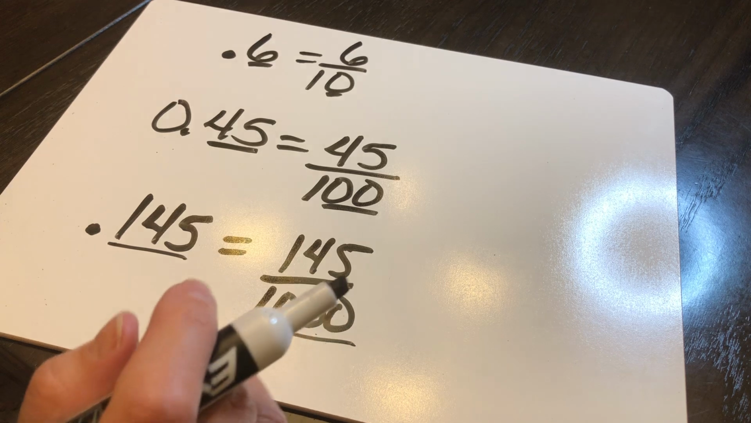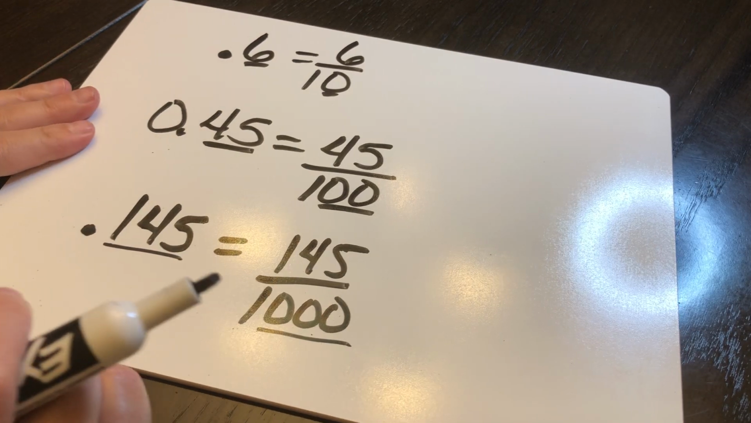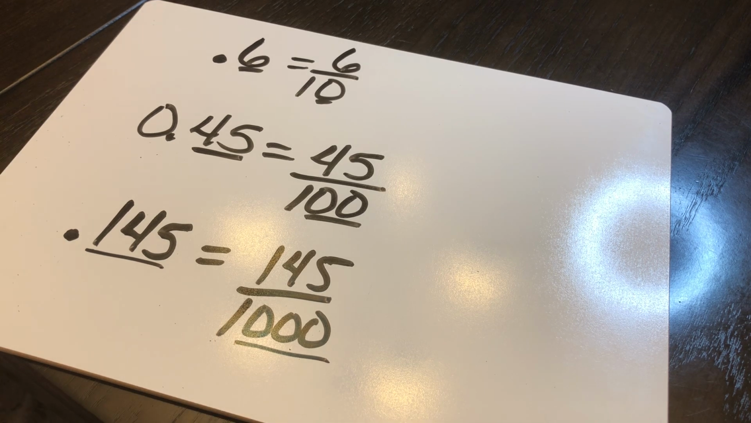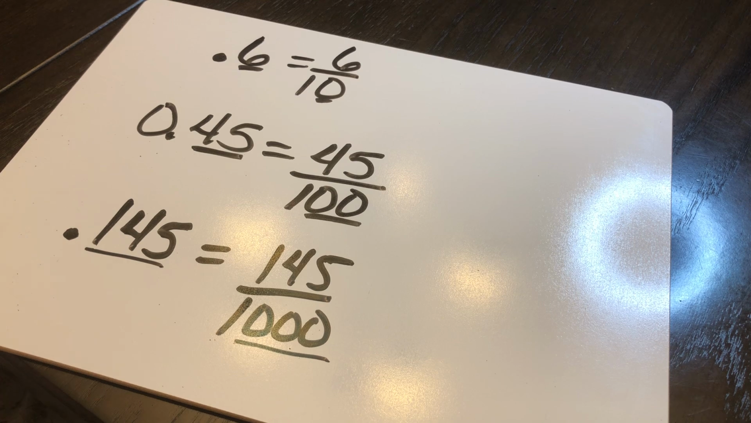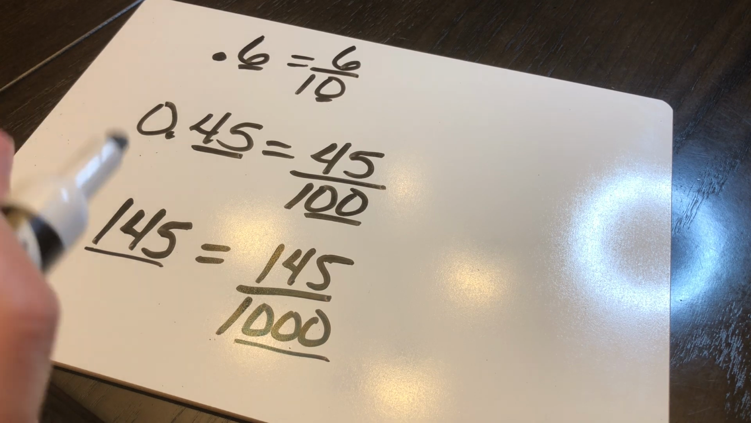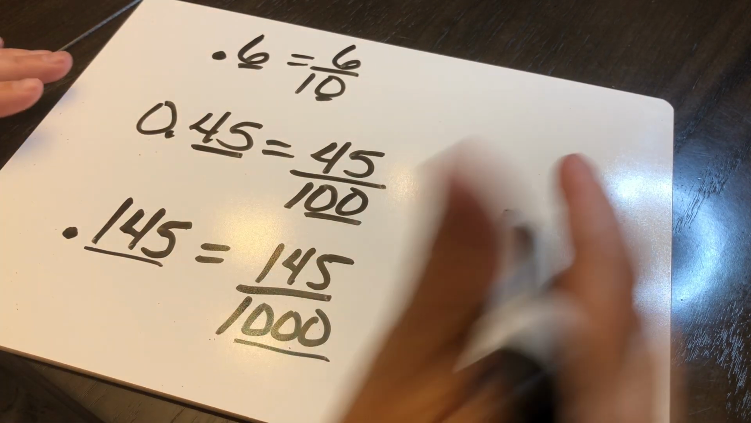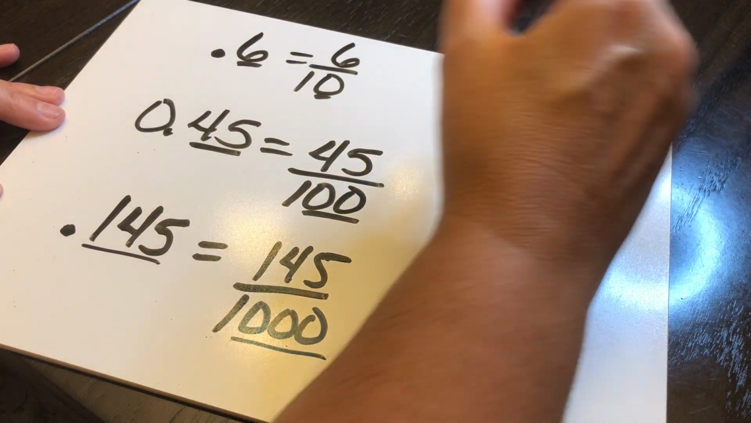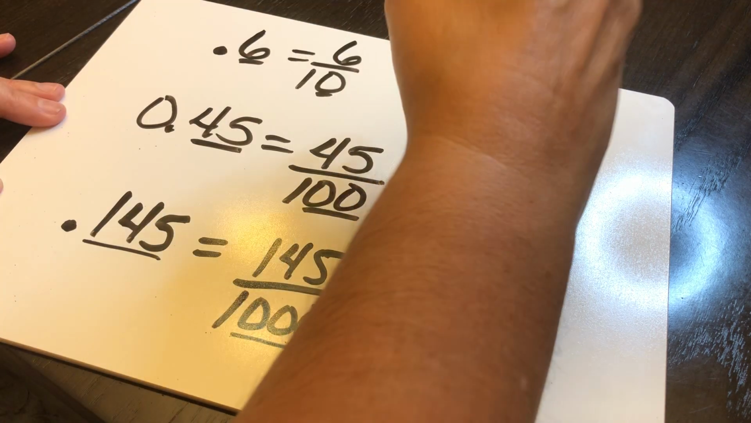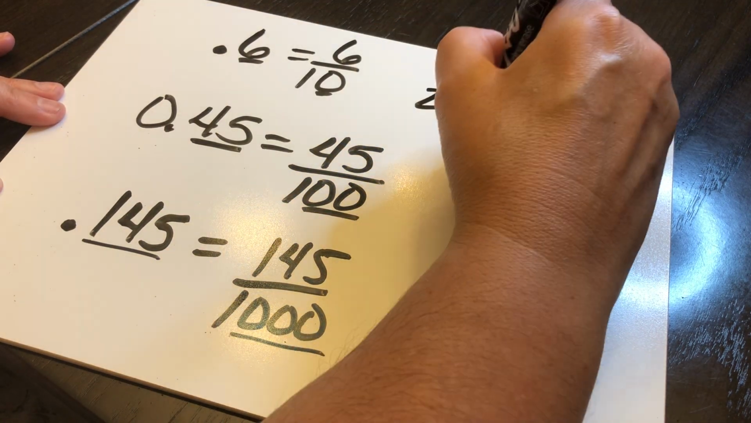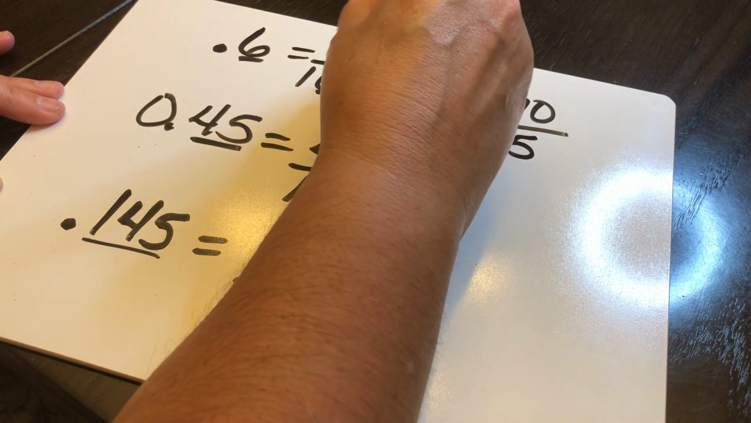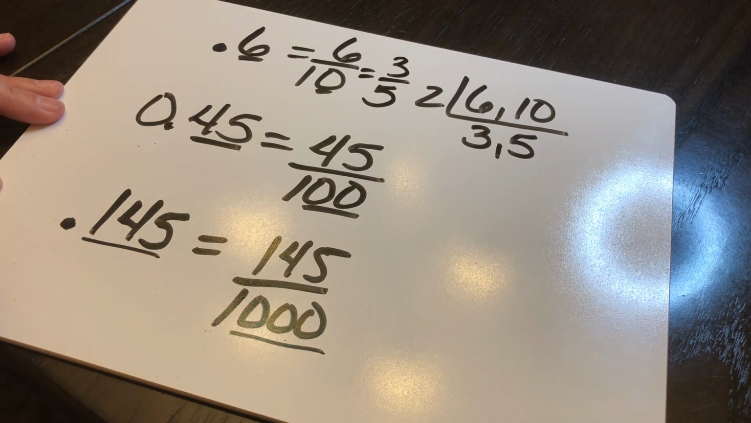Now, can these reduce? Absolutely. Remember, when we're dealing with fractions, reduce. Go back to where we found the greatest common factor and simplest form, where we used our upside down division, the ladder division, the cake, whatever you want to call it. We have 6/10. What are these both divisible by? Well, 2. 6 divided by 2 is 3. 10 divided by 2 is 5. So 6/10 actually reduces to 3/5.